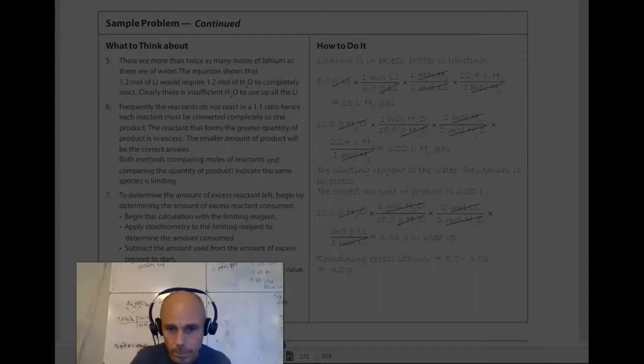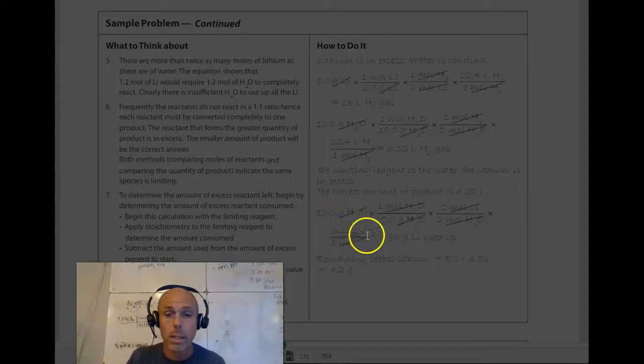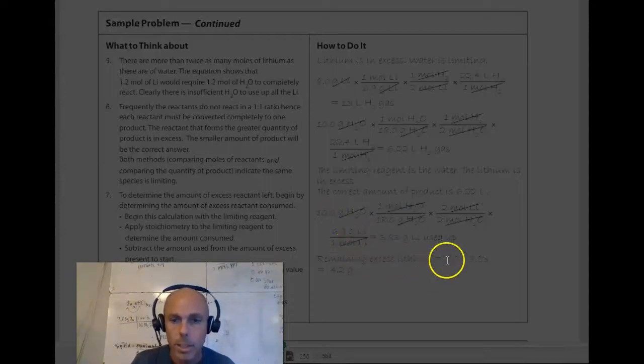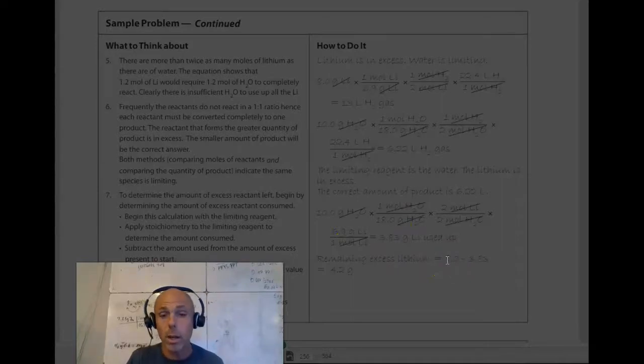So we take the 10 grams of water, the mass of the limiting reactant, and convert it to the mass of lithium that actually is used, which is 3.83 grams, using stoichiometry. And then we subtract the amount that actually reacts, 3.83, from the amount that we are starting with, the 8 grams, and find that there's 4.2 grams of lithium remaining.